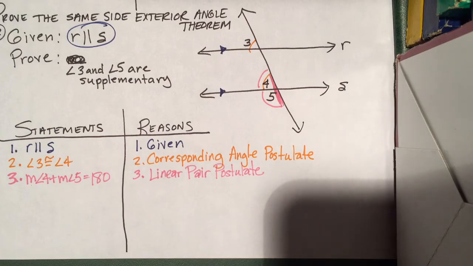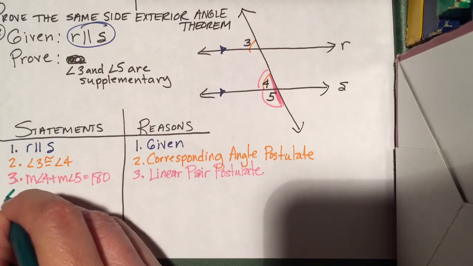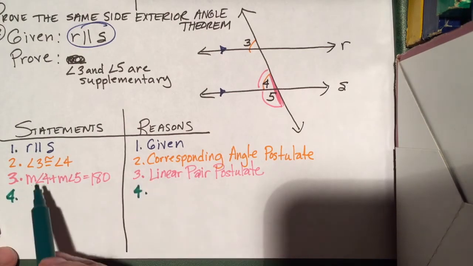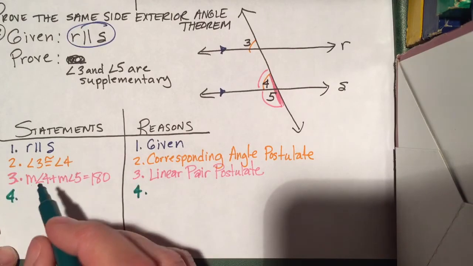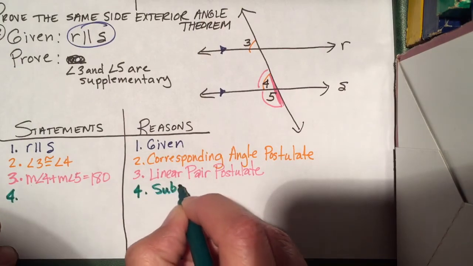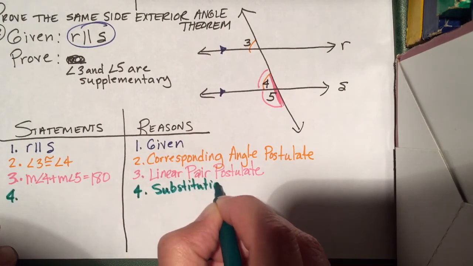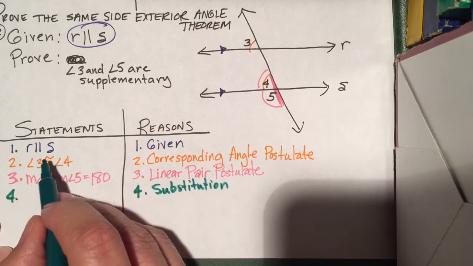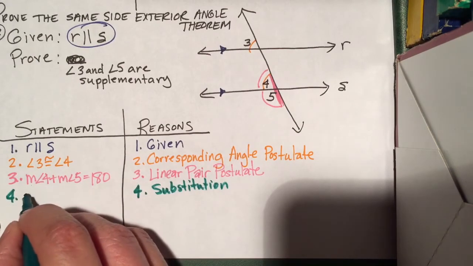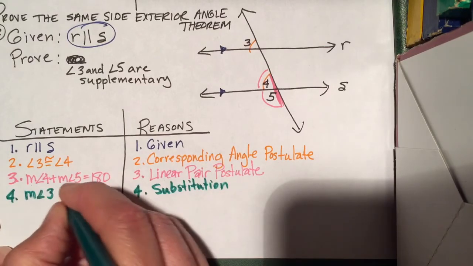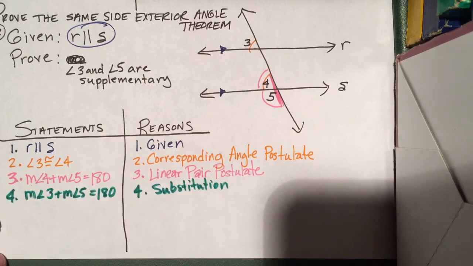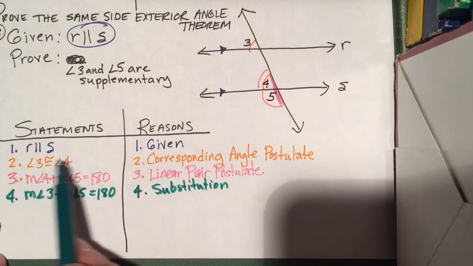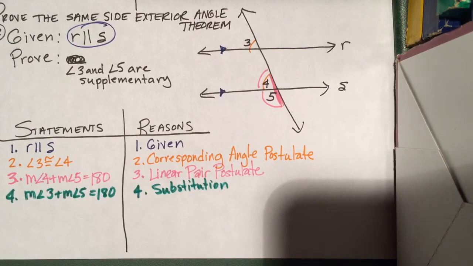What we have next for step 4: what do I know about 3 and 4? 3 and 4 are congruent. So I can use substitution to stick angle 3 in for angle 4. So instead of measure of angle 4, I'm going to make that measure of angle 3 plus the measure of angle 5 equals 180. All I did was substitute 3 in for 4 because I know 3 and 4 are the same. So that's just simple substitution.